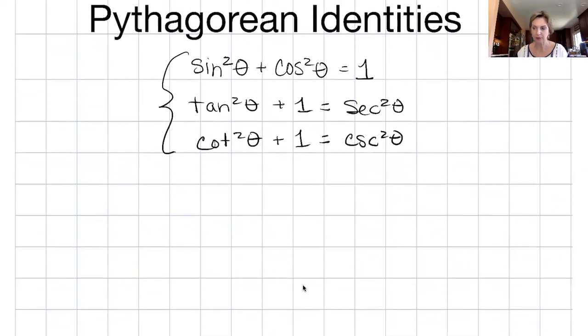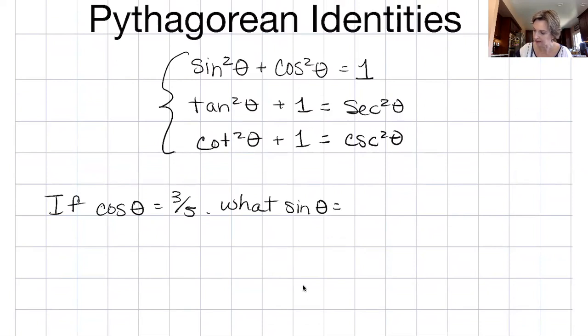So what is a problem you would use these for? Let's say you're given the problem that cosine is 3/5, and you want to know what sine is if your angle is between 0 and 90 degrees. Okay, so you're given cosine and you want sine. That means you're going to use that first Pythagorean identity because it relates sine and cosine.